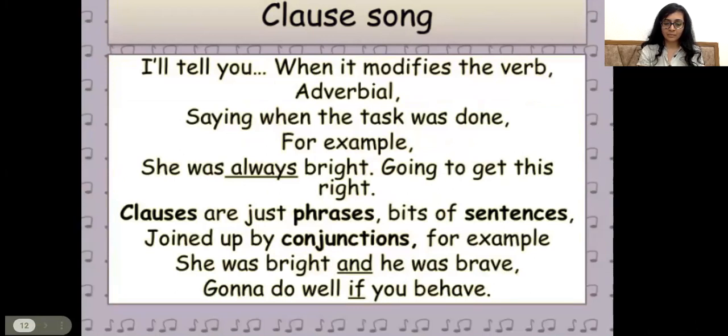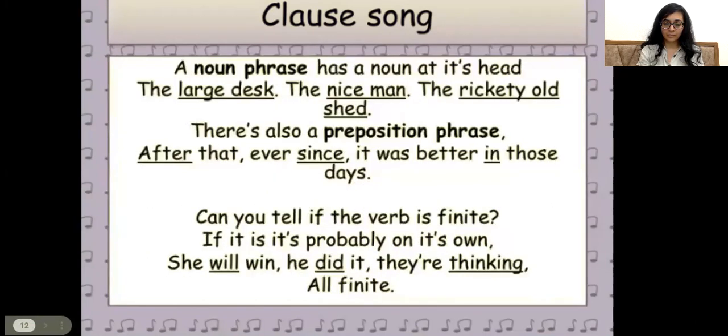For example, she was always right. Going to get this right. Clauses are just phrases. Bits of sentences joined up by conjunctions. For example, she was bright and he was brave. Gonna do well if you behave. A noun phrase hands down as its head. The large desk, the nice man, the rickety chair. There's also preposition phrase. After that, ever since it was better in those days.